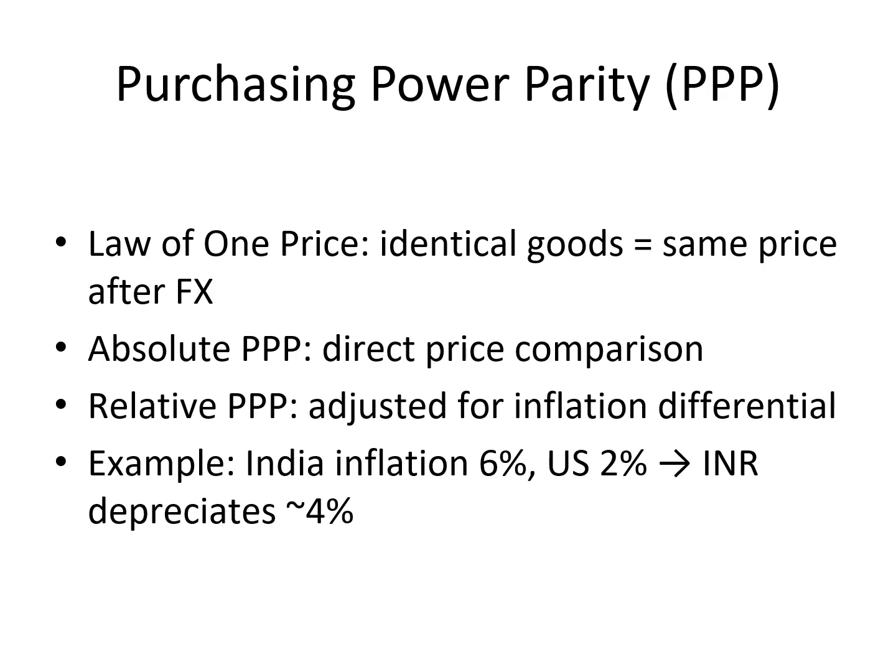PPP suggests that in the long run, identical goods should cost the same across countries after adjusting for exchange rates. Absolute PPP compares prices directly, while relative PPP adjusts for inflation differences. For example, if India's inflation is 6% and the US is 2%, the INR is expected to depreciate by roughly 4%.